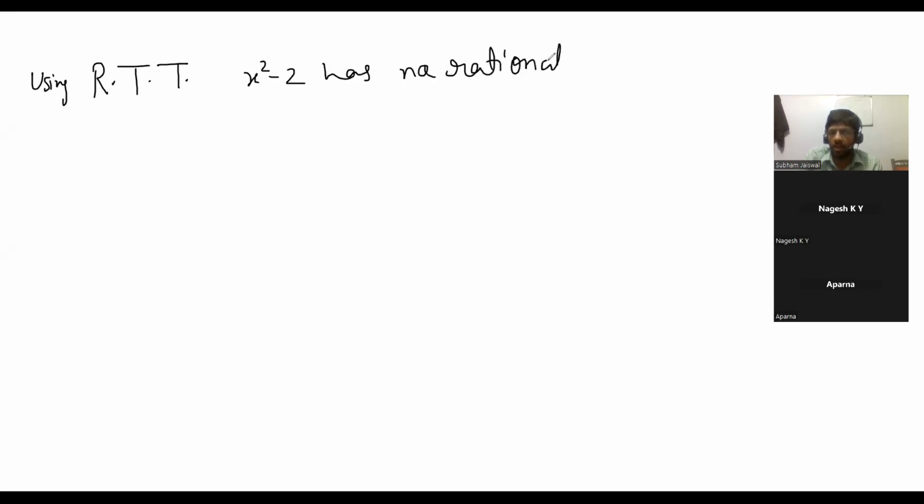So as you were saying, you're just trying to apply the rational root theorem. So, using the rational root theorem, x squared minus 2 has no rational roots. I know it is a trivial fact otherwise also, but yeah, it has no rational roots. So that implies that the square root of 2 is not rational, because it is one of the roots, right?